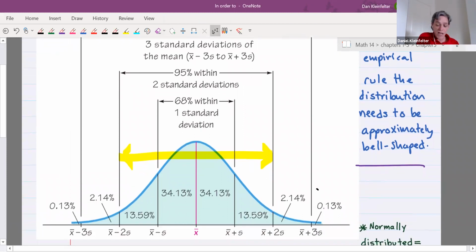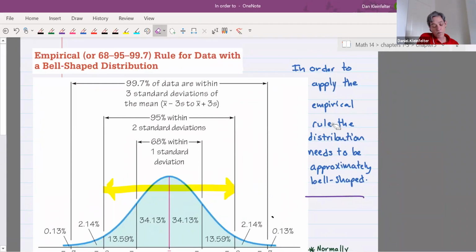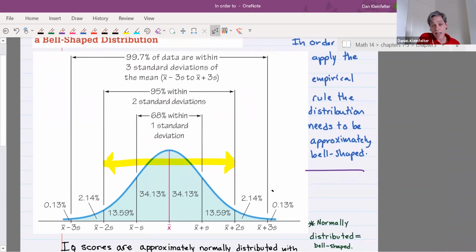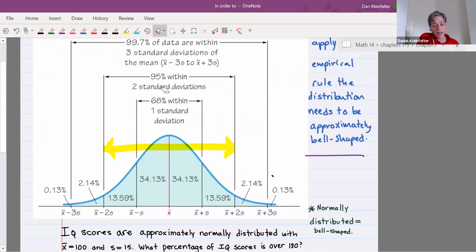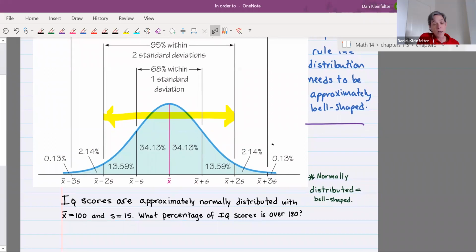of the mean. In order to make conclusions about this, the empirical rule, which is that 68, 95, 99.7, the distribution does need to be approximately bell-shaped. If it's not, then you can't say things like what we just did about the 68, 95, and 99.7. Okay, so how can you use it?